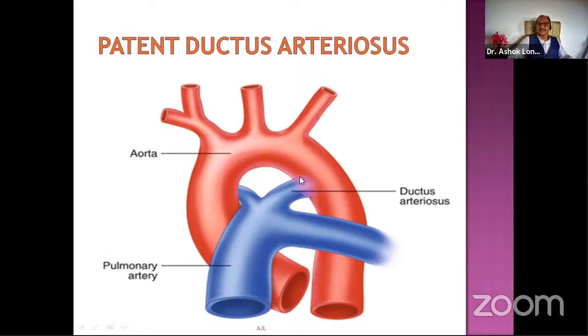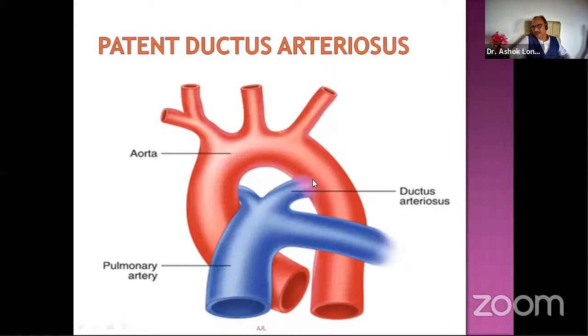I told you there is one structure I showed while showing the normal structure of the heart: the ligament of the ductus arteriosus. I showed you that ligament. Now, what is meant by ductus arteriosus? Ductus simply means a duct, and arteriosus because it is a connection formed from the pulmonary artery.